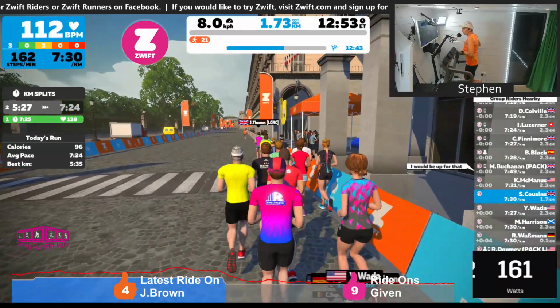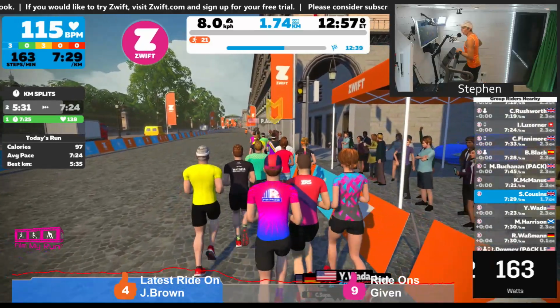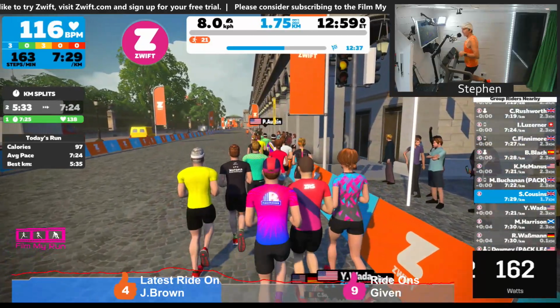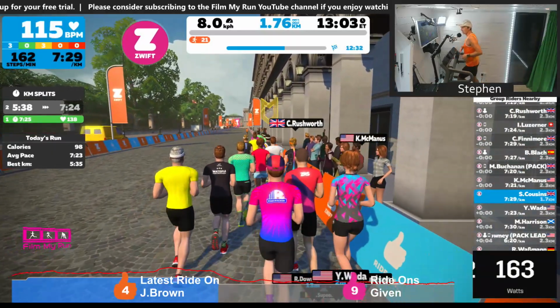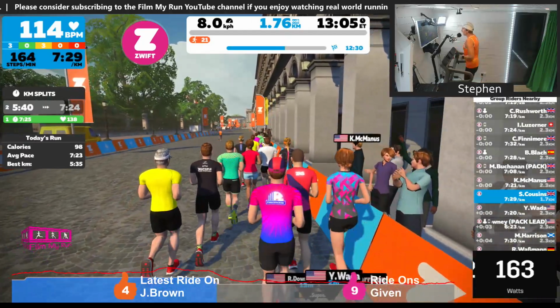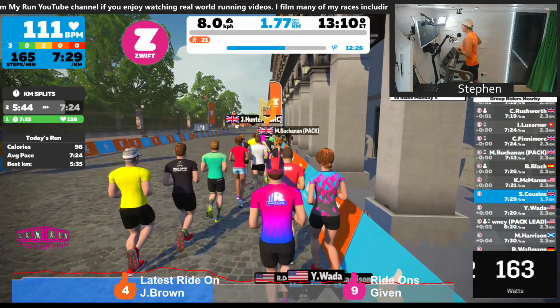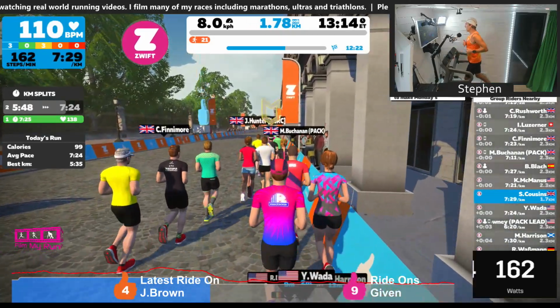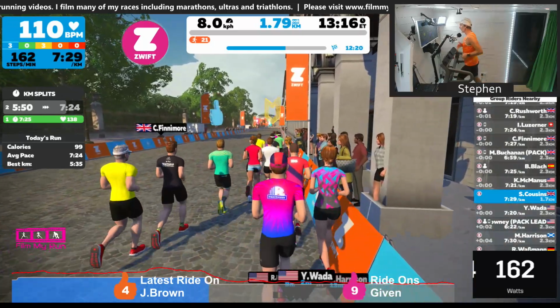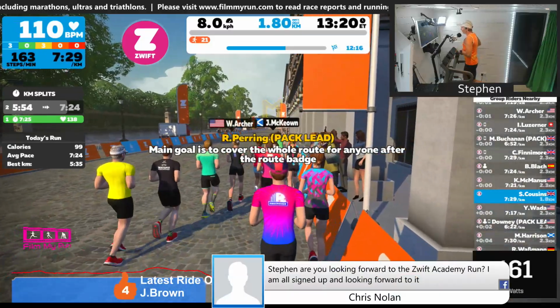And down on the bottom right, you can see my power. So we're at 163 watts, 163 watts of power being generated as I run with the step-by-step pack beginners group. This is another run organised by Ryan Downey, led by Ryan Perring.